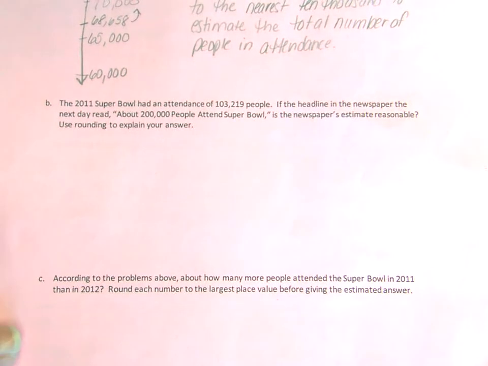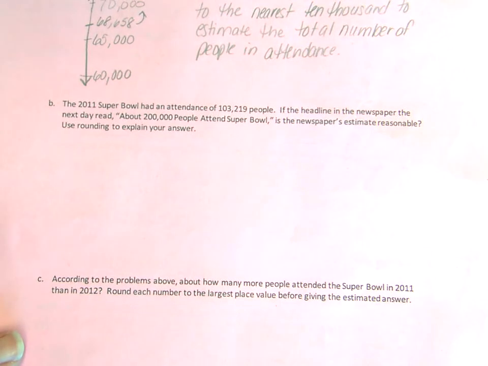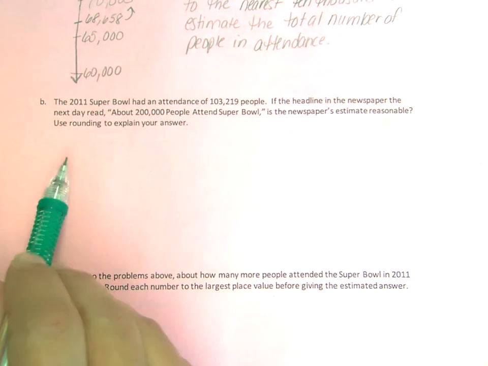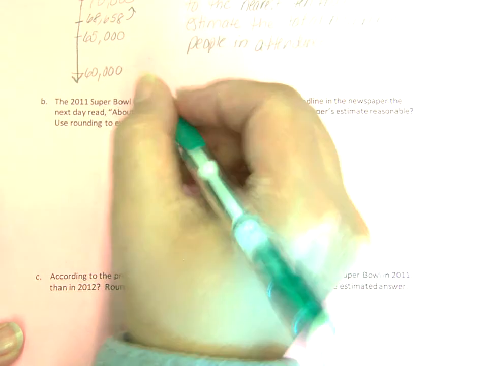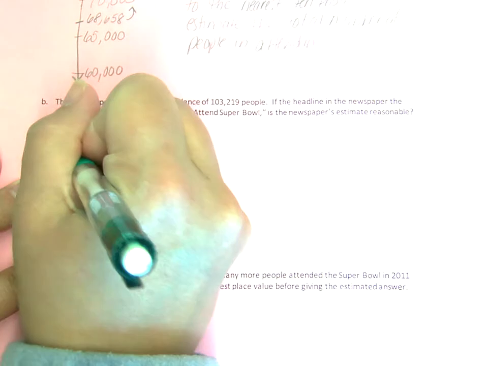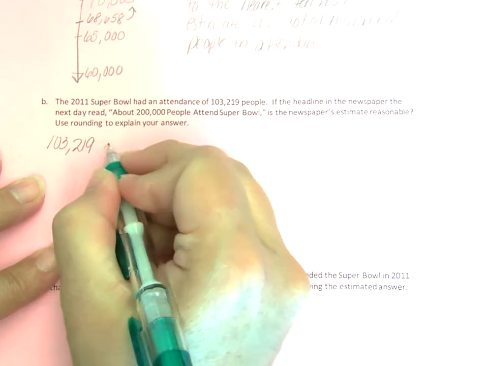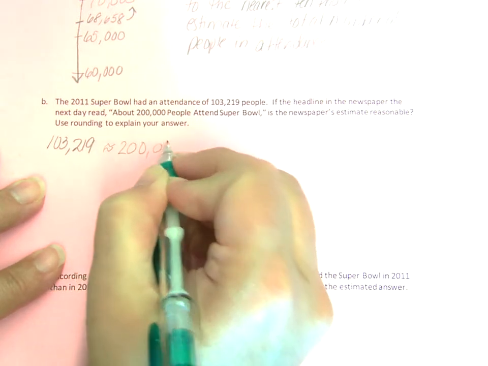Letter B. The 2011 Super Bowl had an attendance of 103,219 people. If the headline in the newspaper the next day read, about 200,000 people attended Super Bowl, is the newspaper's estimate reasonable? Use rounding to explain your answer. Okay. So, the newspaper's estimate, let's talk about this. There was 103,219 people, and they said about 200,000 people attended. Does that make sense?